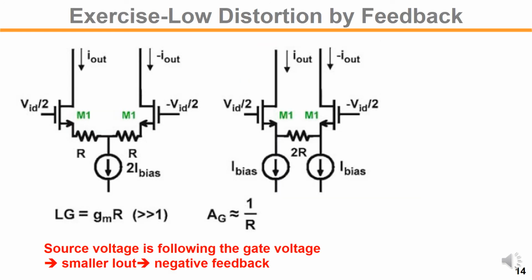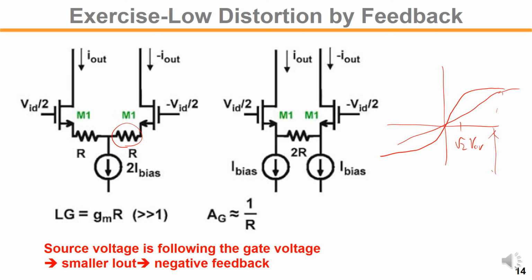Another example that we looked at before is the common source degeneration. As you imagine, the conventional differential pair's linear input range was limited to the square root of the overdrive. Once we have the source degeneration, we extend the linear region by how much? Root 2 times (V overdrive plus RL times 2I bias), right? This is one way of having negative feedback.